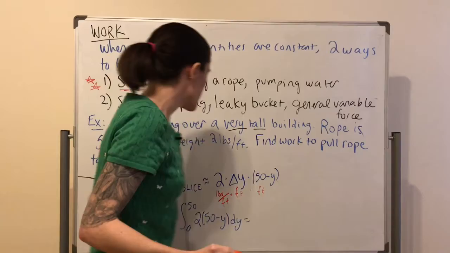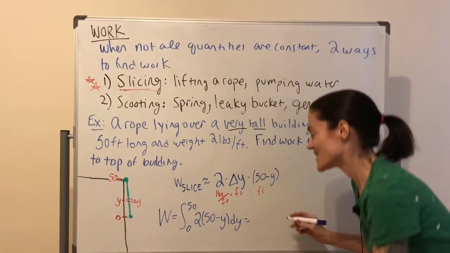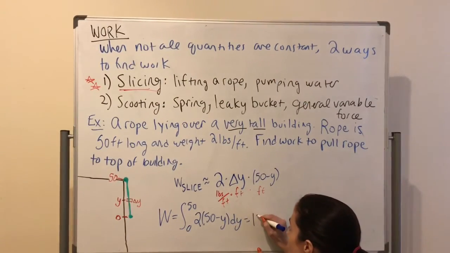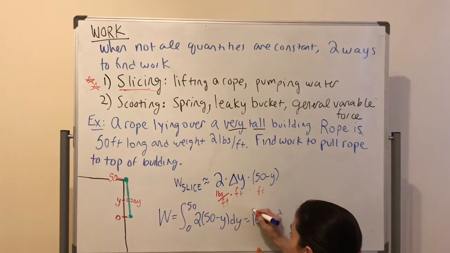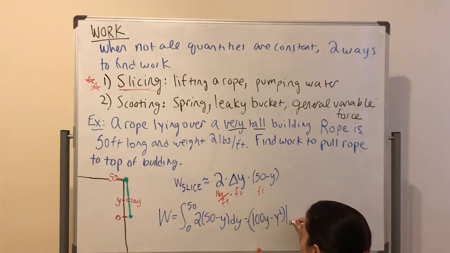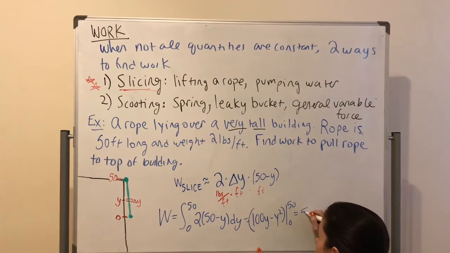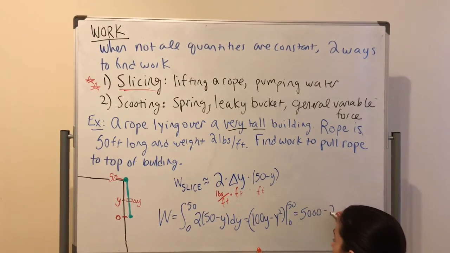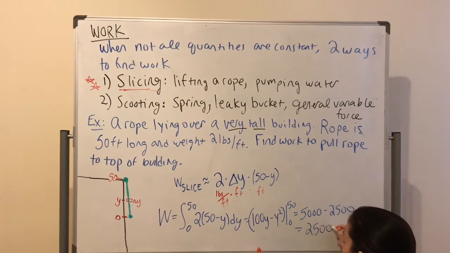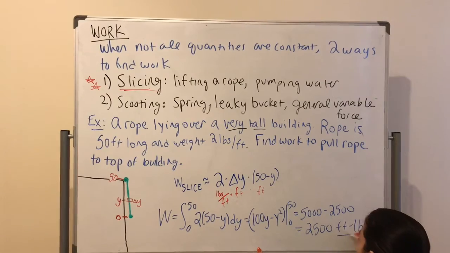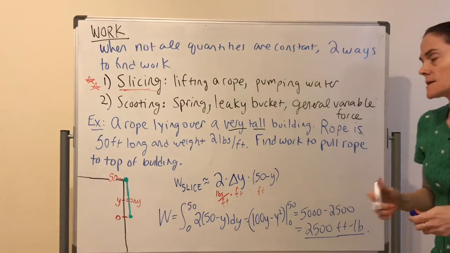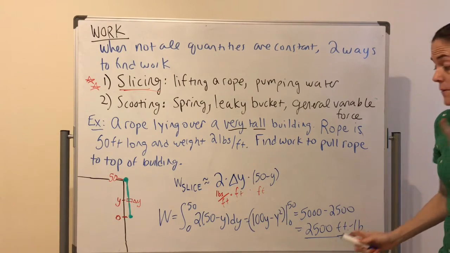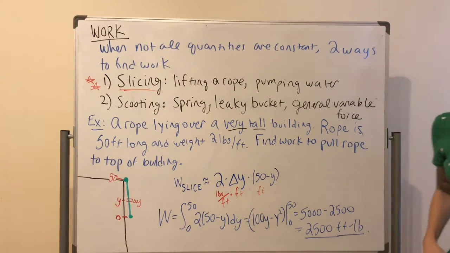Now let's integrate. This is not too terribly bad to integrate. This becomes 100y minus y squared from 0 to 50. So we get 5,000 minus 2,500. We have 2,500 foot-pounds. Okay, so this is the total work in this example. And it was our first example of slicing.